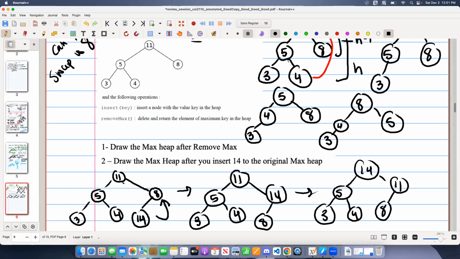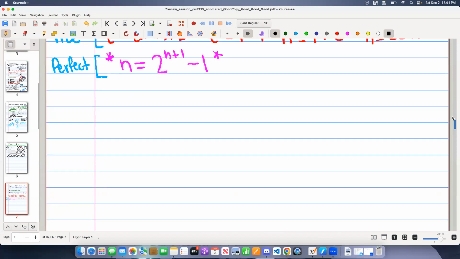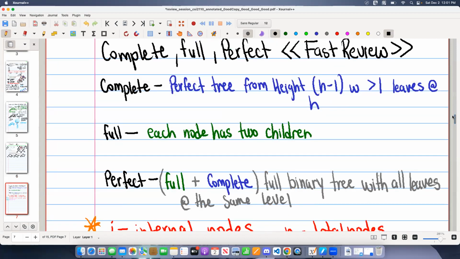Yes? When we insert 14, why do we insert it to the left of 8? Okay, that's a good question. In terms of a complete tree, I have an example here. I think it's next. Yeah, complete, full. Okay. A complete tree is a perfect tree from height h minus 1, where it has 1 less leaf at h. So we're gonna always try to preserve a complete tree.